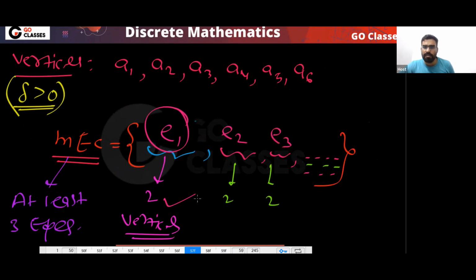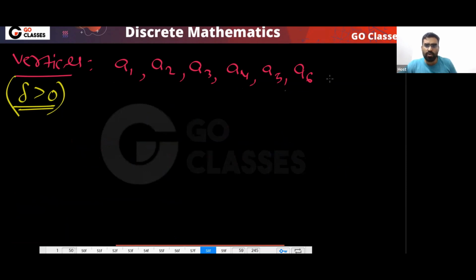Yes or no? Is this clear? So at least 3 edges we need if you want to cover 6 vertices. The same thing you can do for example, 7. If you have 7 vertices, minimum how many edges we need?